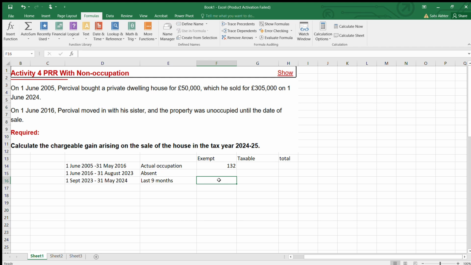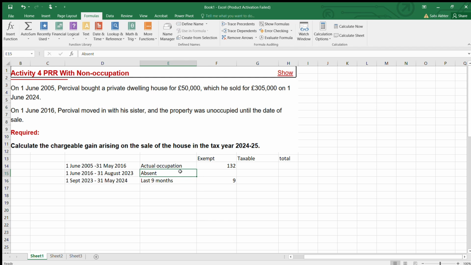So since it's 9 months, it's already in months, so 9, and then this absent. He moved with his sister. Okay, that is the reason he's absent. But remember, there were 3 reasons why he could be absent. He was not employed abroad. Otherwise the whole thing would be exempt. Next, he was employed abroad or in UK and he couldn't come.